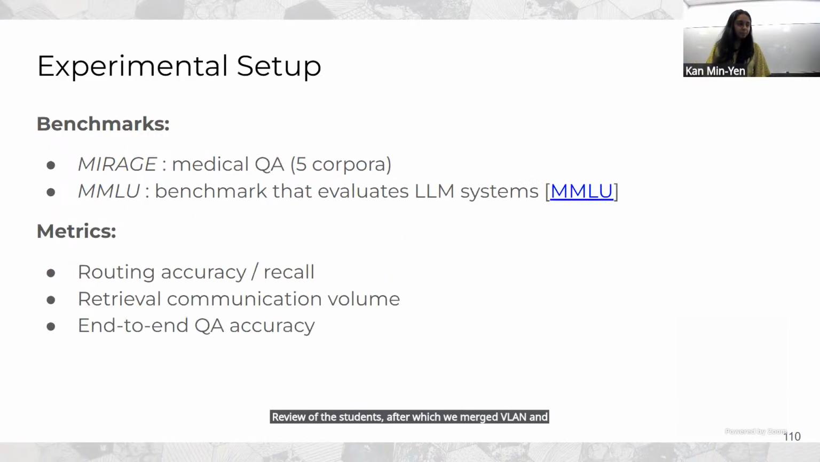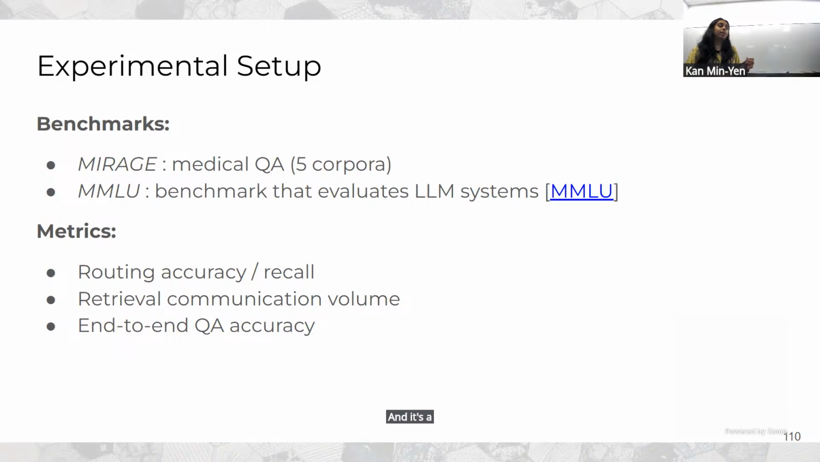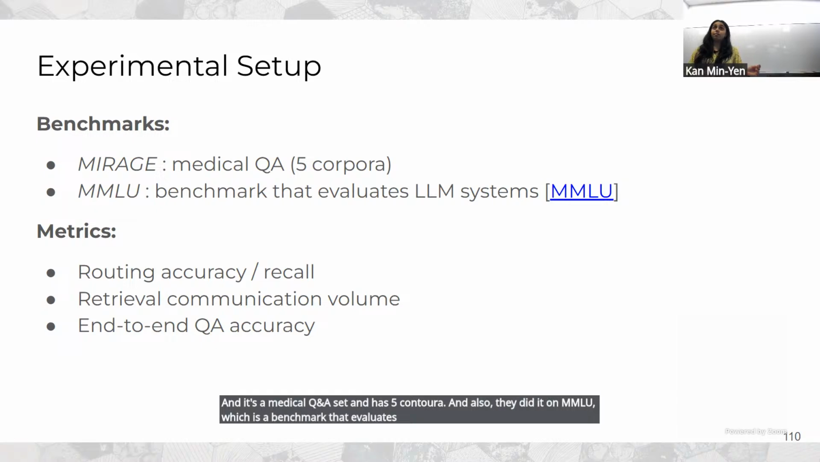In the paper that I mentioned, which is Effective Federated Search for RAG Systems, the experimental setup was done on Mirage, which is the Medical Information RAG Evaluation. It's a medical Q&A set and has 5 corpora. They also did it on MMLU, which is a benchmark that evaluates LLM systems.